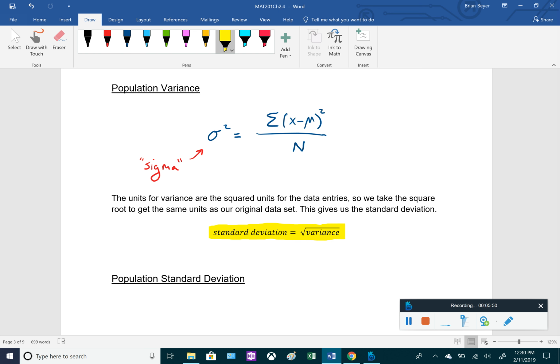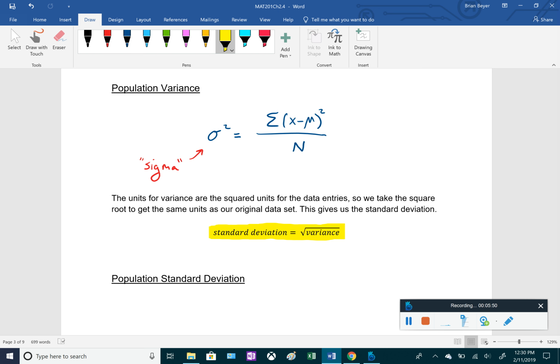Okay, so the whole reason why we do this and don't just use variance is because of the units. Standard deviation has the same units as our original data set. And since we're squaring those deviations, it's always going to be greater than or equal to 0. So we're never going to have a negative standard deviation. If we have a 0 standard deviation, that means all the data entries are equal. In general, the more spread out the data, the larger the standard deviation is going to be. Standard deviation gets the notation with just sigma because it's more important, and variance gets sigma squared.